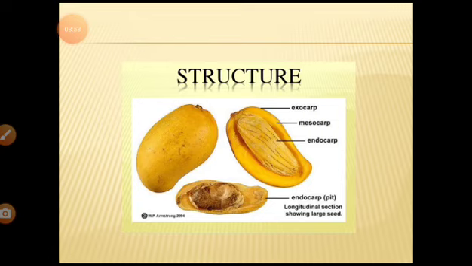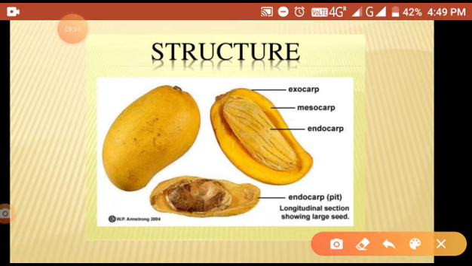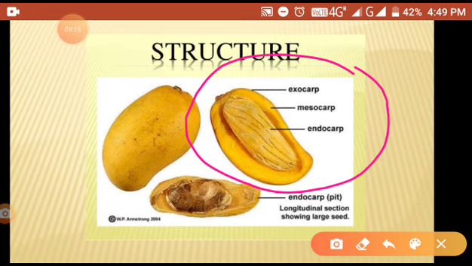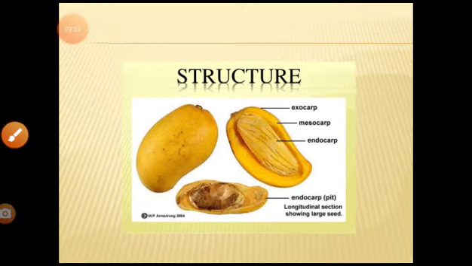Here one more diagram is there, of the endocarp only, a longitudinal section showing a large seed. So you have to consider only this diagram. There are three parts in a fleshy fruit. The outer peeling part is the exocarp, the second fleshy part is the mesocarp, and the third seed part is called the endocarp. So this is the structure of a fruit, especially a fleshy fruit.